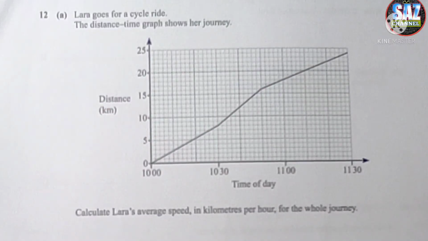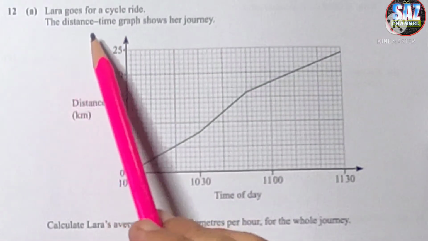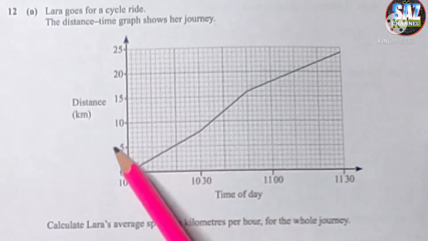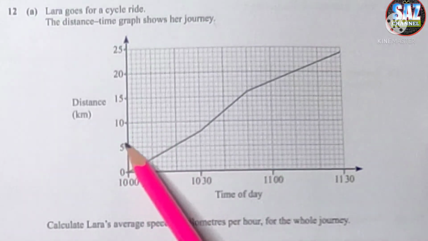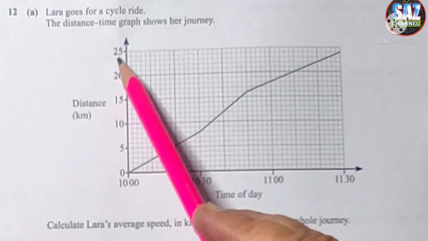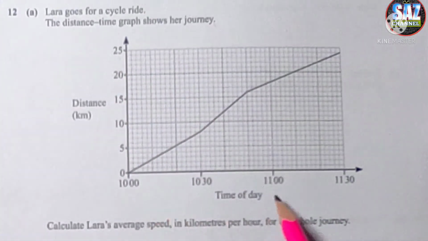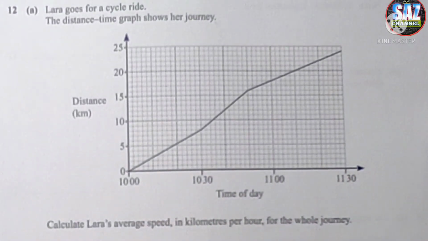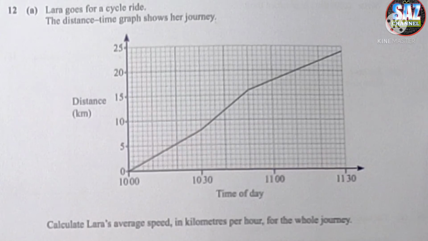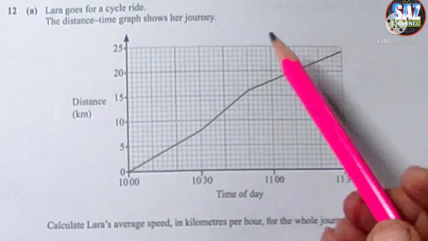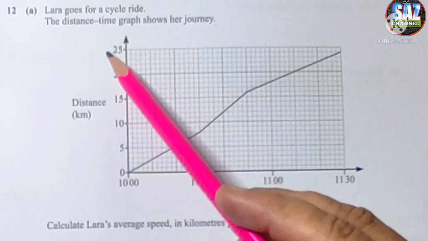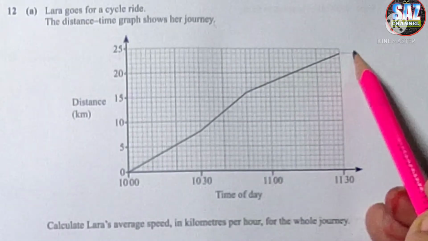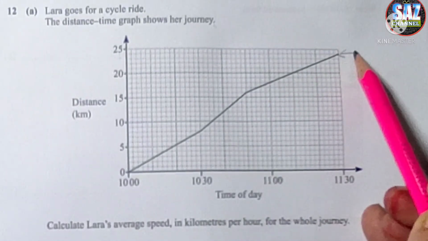Question number 12 says, Lara goes for a cycle ride. The distance-time graph shows her journey. If you look at the graph, the y-axis is the distance axis, in kilometers: 5, 10, 15, 20, and 25. And the x-axis is the time axis: 10, 10:30, 11, 11:30. It's really important to observe the graph carefully before solving: although the scale on the y-axis ends at 25, the graph does not go up to 25. This is also an important point to observe.